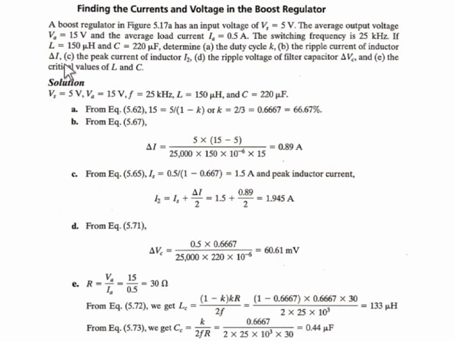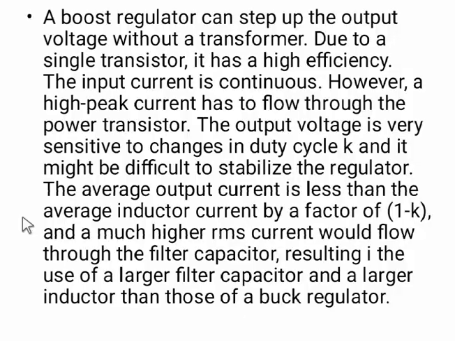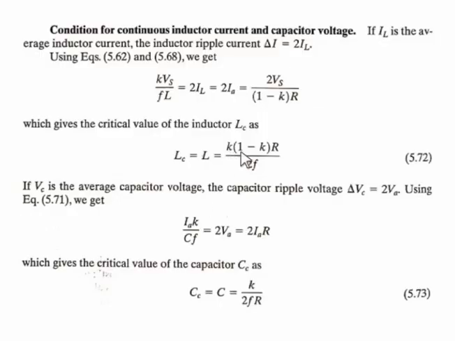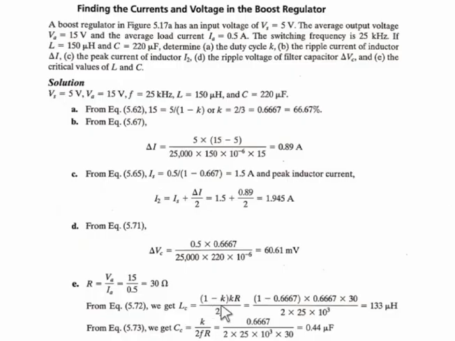The critical value of L and C. Critical value of L equal to K times 1 minus K times R divided by twice F. Here R equal to Va by Ia, output voltage by output current. So it is 30 ohms. So R is 30 ohms, divided by 2 F, 25 kilohertz. So this gives the critical value Lc equal to 133 microhenry.